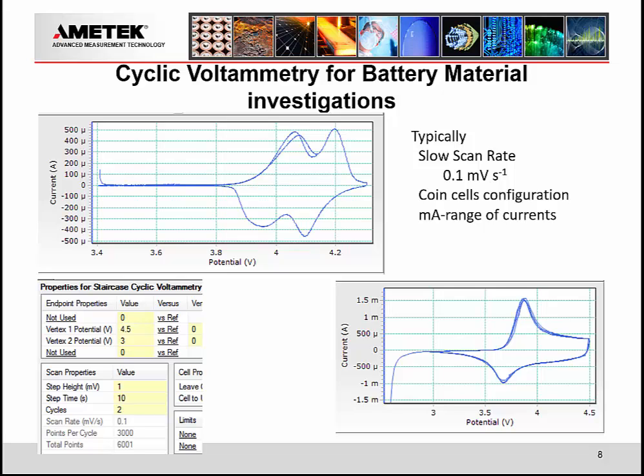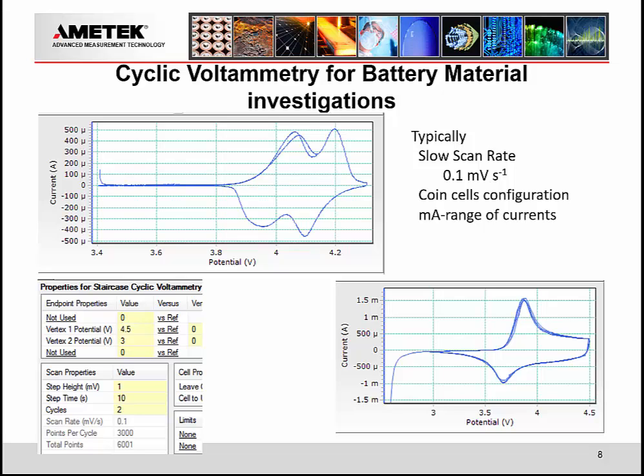And so why do I scan so slow with lithium-ion battery work? Well, if I take that 900 millivolt voltage window and divide by my scan rate of 0.1 millivolts per second, that's going to give me 9,000 seconds to run one half of one cycle of a cyclic voltammetry experiment. So about 2.5 to 3 hours to run that, to functionally charge or discharge that electrode material.